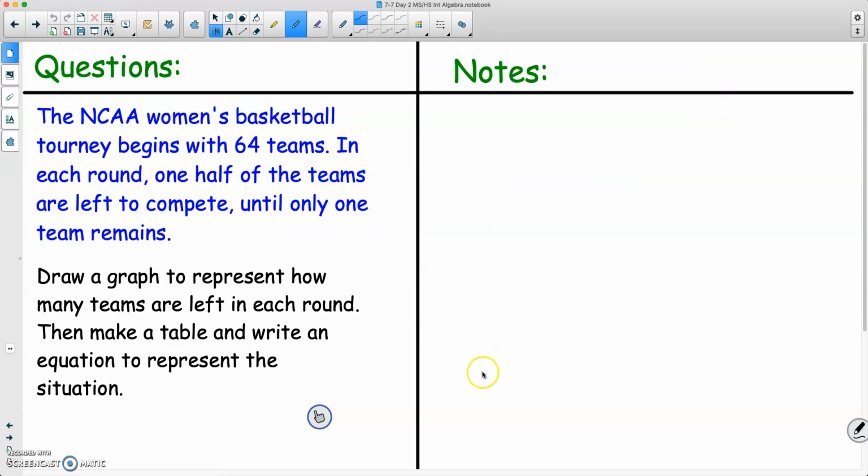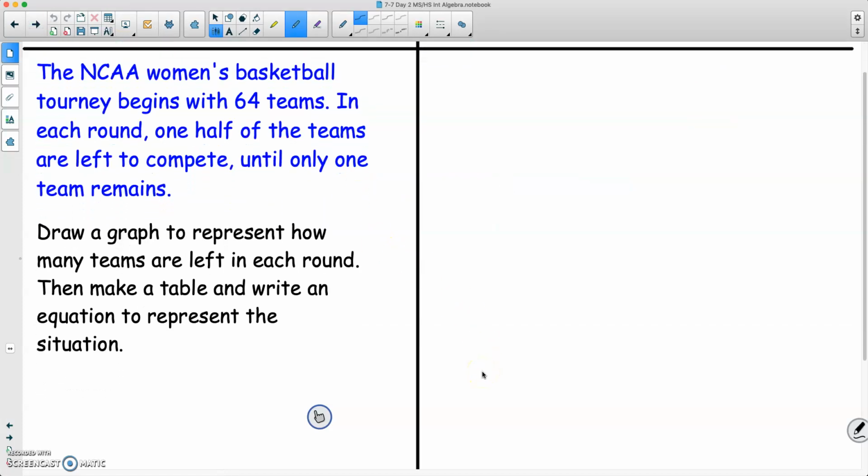So remember that a geometric sequence is a sequence of numbers with a common ratio from one term to the next, meaning that they're being multiplied by the same thing over and over.